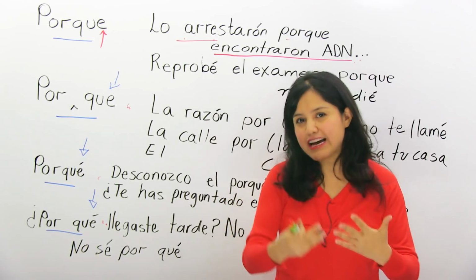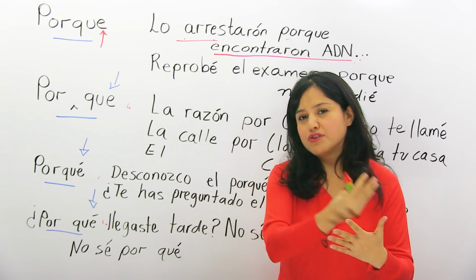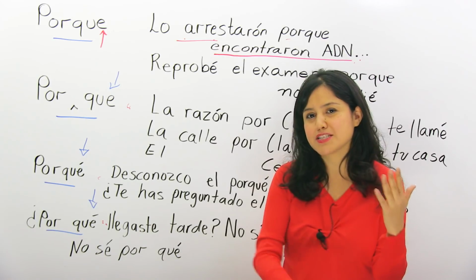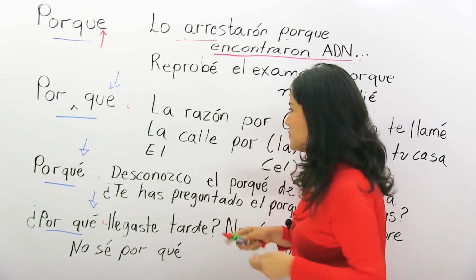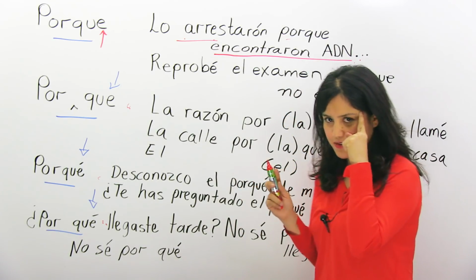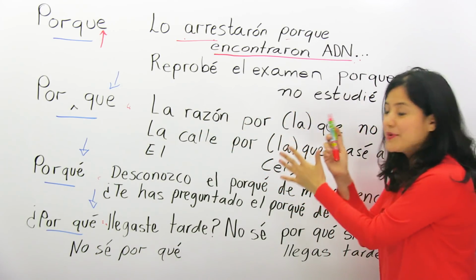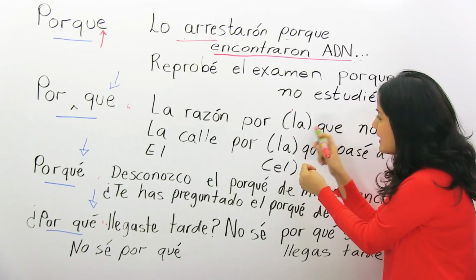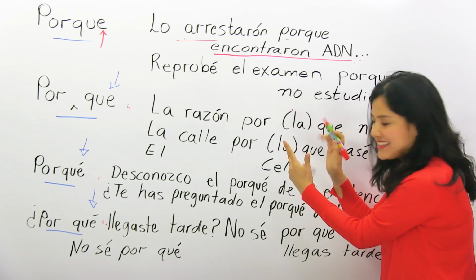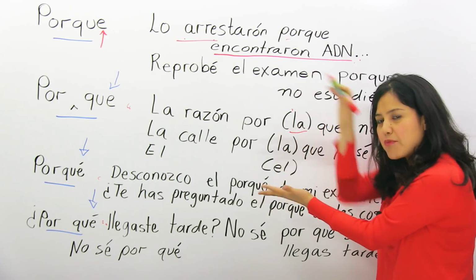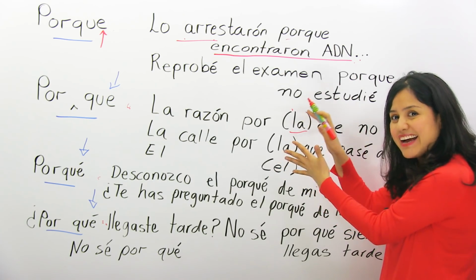And when you don't have to, that's where you're going to find out whether or not it has a space and an accent mark. Let me tell you why. See, check this out. La razón por, I put this in parentheses, lo puse entre paréntesis, porque I'm going to skip it. ¿Por qué? Me lo voy a saltar.